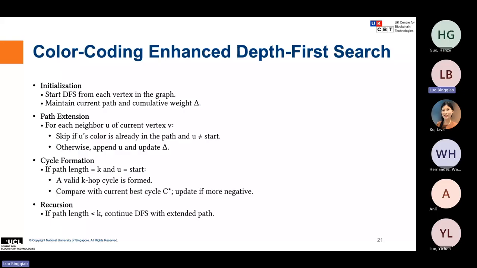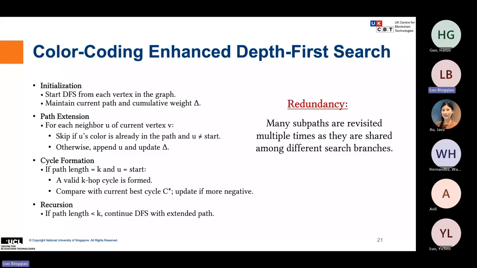With the probability guarantee, we still need a way to actually find the most negative cycle within each instance. And the basic solution here is that we can use DFS to do that. How this DFS works is that it is initialized from every vertex in the graph. For each step, we examine the neighbors of the current vertex. If the neighbor's color already exists in the path and it is not the start, then we just skip it because it cannot fulfill our multicolored cycle. Otherwise, we append the neighbor, update the cumulative weight, and check if the path forms a K-hop cycle. If so, we compare with the best that we have now to see which one is the final answer.